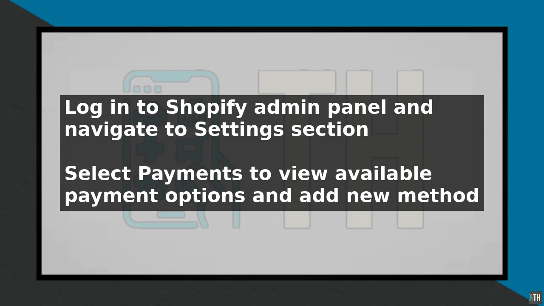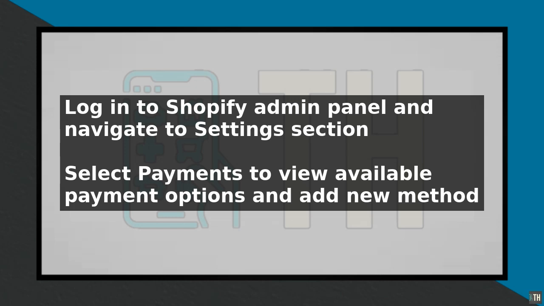First, log into your Shopify admin panel and navigate to the Settings section. From the Settings menu, select Payments to view the available payment options. Click on the Add Payment Method button to start the process of adding Wise as a payment method.